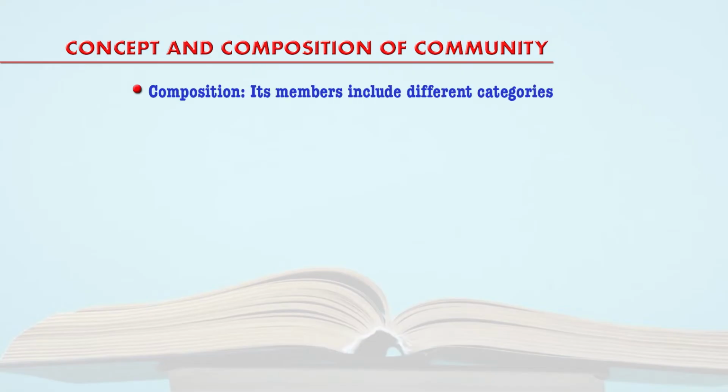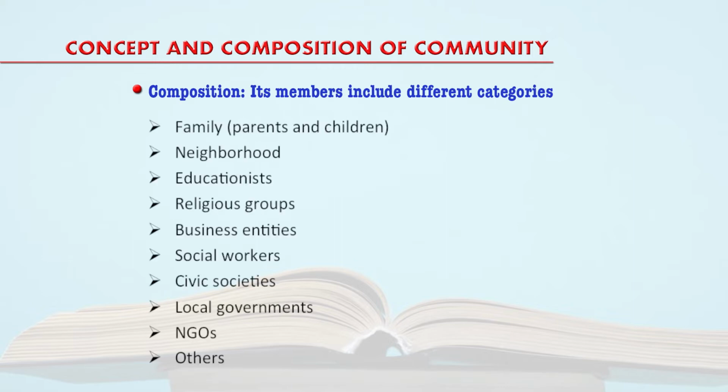The composition of community includes different categories such as family, which includes parents and children and also grandparents and grandchildren, neighborhood, educationists, religious groups, business entities, social workers, civic societies, local governments, non-governmental organizations and others.